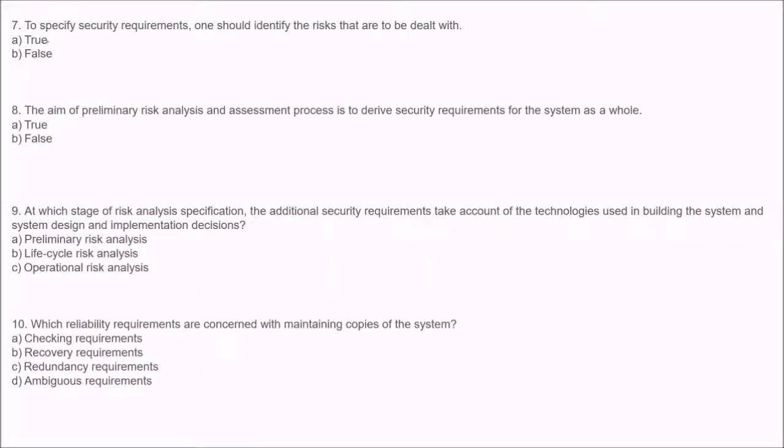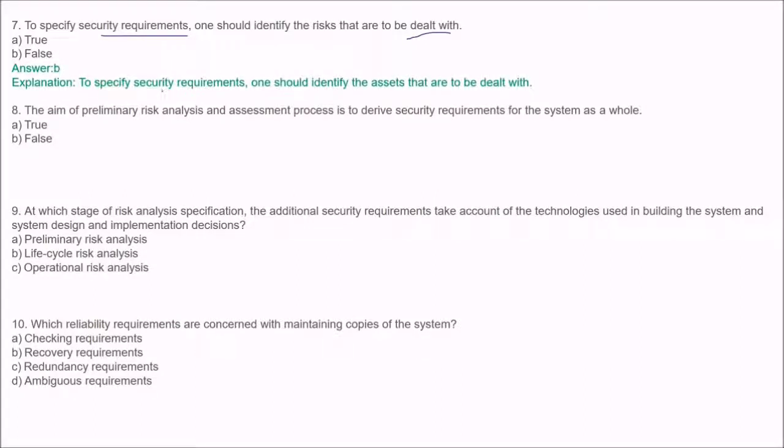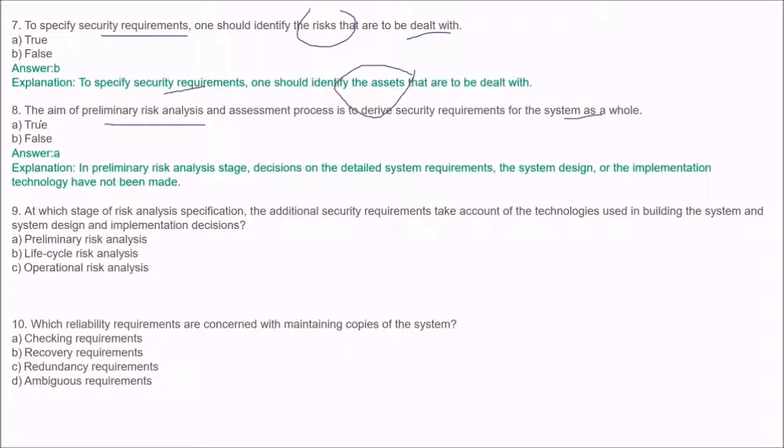Next is, to specify a security requirement, one should identify the risks that are to be dealt with. The answer is false. To specify a security requirement, one should identify the assets that are to be dealt with, not the risk. The aim of the preliminary risk analysis and assessment process is to derive security requirements for the system as a whole. The answer is yes, absolutely correct.